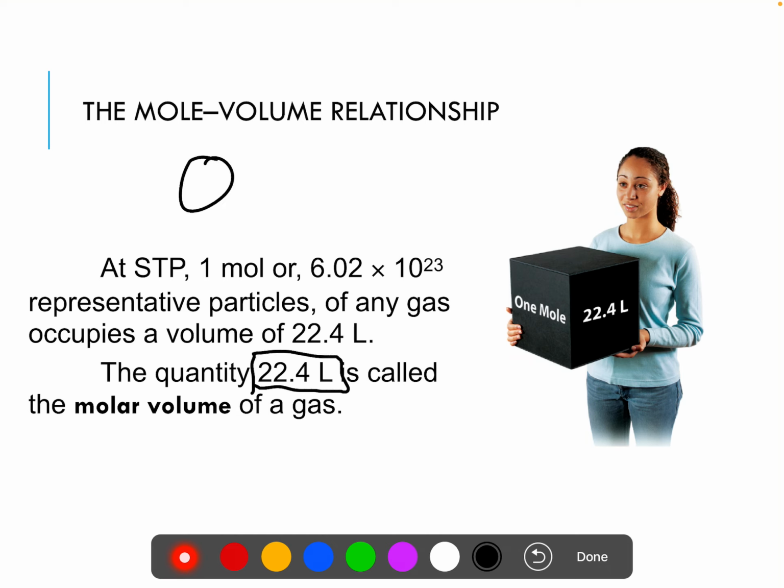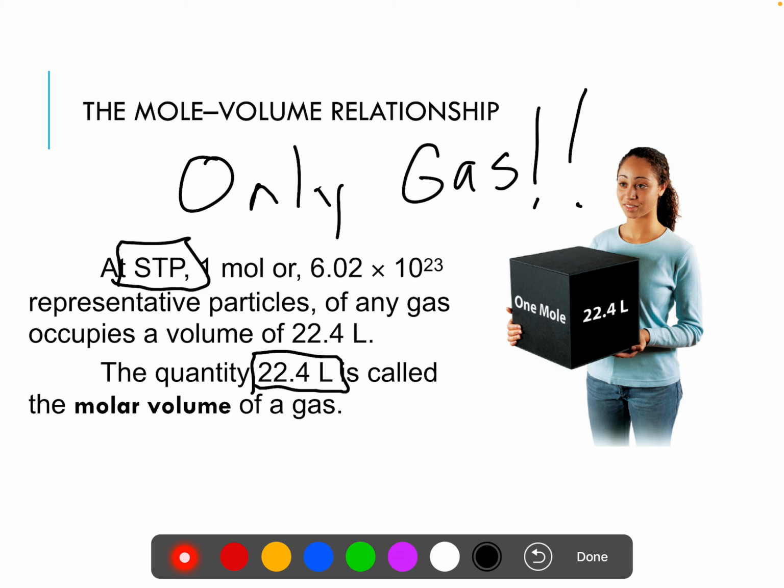Now, keep in mind, this is only for gases, okay? I can't say this enough. It's only for gas. Don't try to do this with a liquid or a solid. It won't work. It's only for a gas, and it's only for a gas if it says it's at STP. There are other things we have to do if it's not at STP that I'll teach you later.